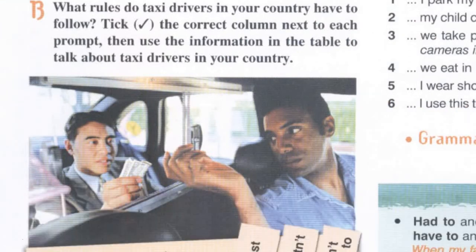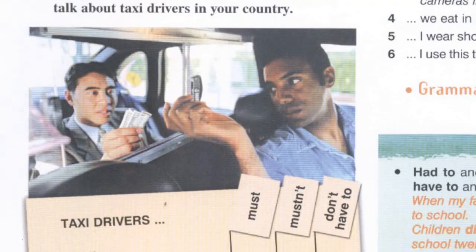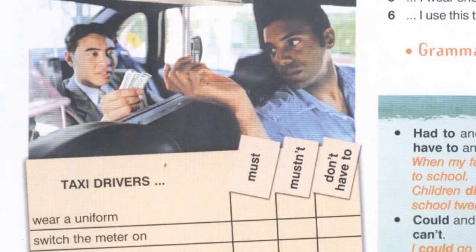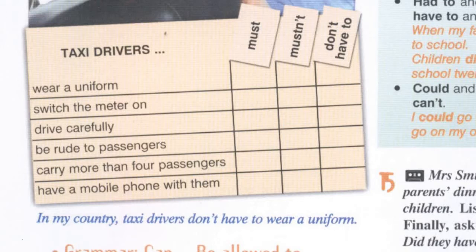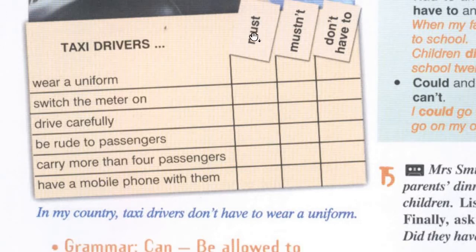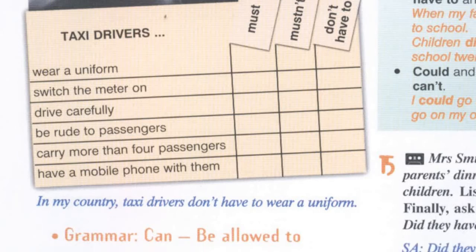In exercise number 13, we are going to talk about the taxi drivers in our country. So I want you to look at the table here. In the table on the left side, you have got situation for taxi drivers, and on the right side you have got three columns. The first, the title must, the second mustn't, and the third one don't have to. Remember from previous class, must and mustn't for advisable or strong advisable occasion, and have to for necessity. I want you to form sentences about your country's taxi drivers.